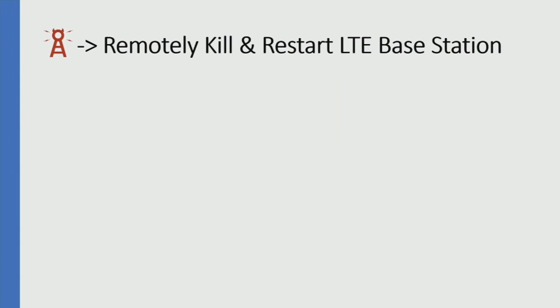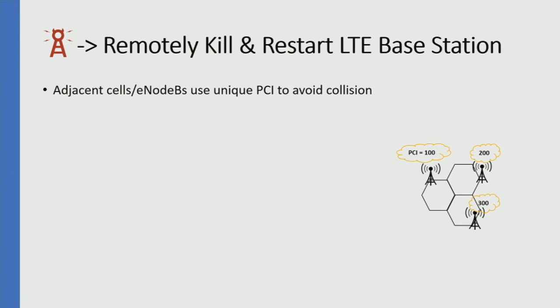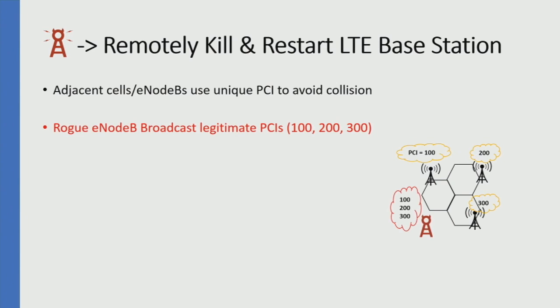So how do we kill and then remotely restart an LTE base station? I told you about the problem of operating the same cell IDs as adjacent cells. So let's assume that there's a simple network here with different base stations, and then there's a rogue one coming up, trying to spoof all these cells.